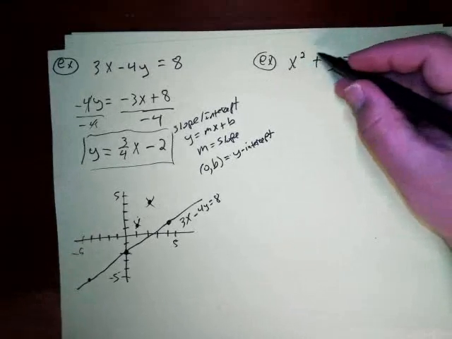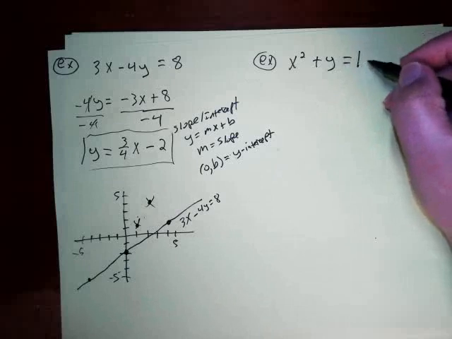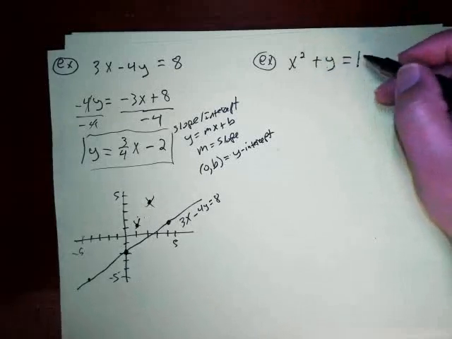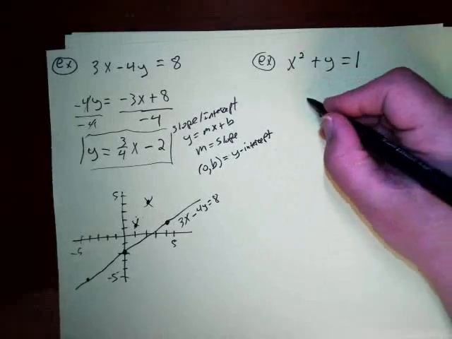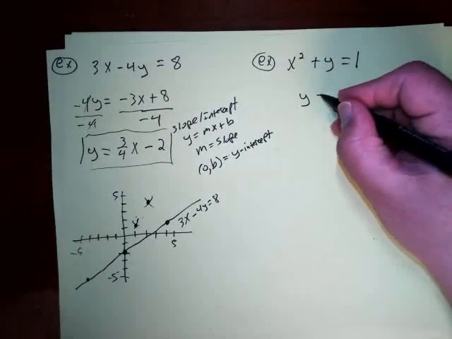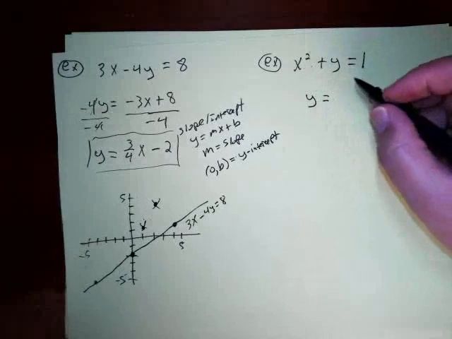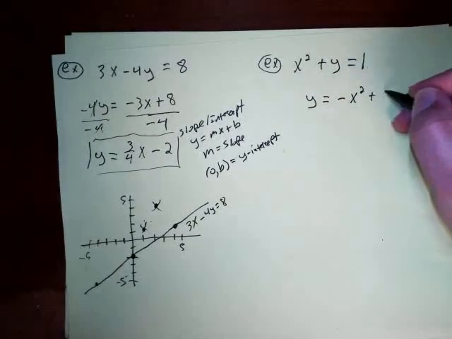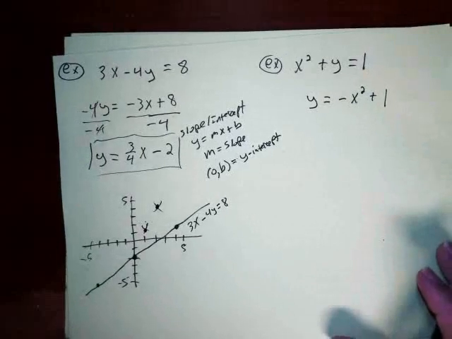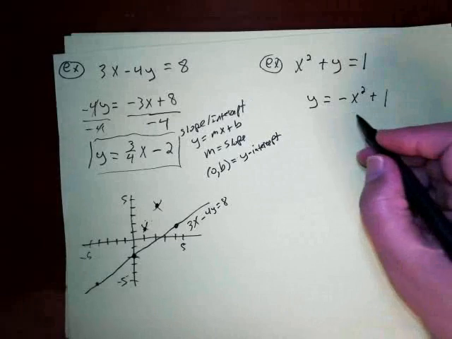If it were x squared plus y squared equals 1, it would be a circle, but it isn't that. It's some other relation. But one thing I notice here is I can move this x squared to the other side, and I get negative x squared plus 1. And this is familiar.